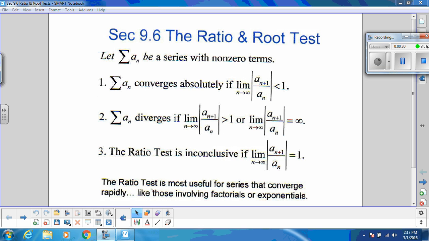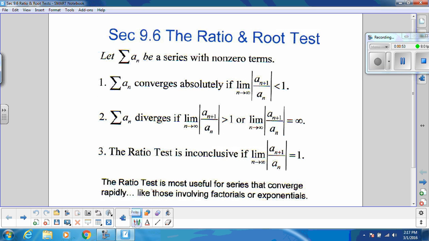All right, so the ratio test. First, we have a series with a sub n as non-zero terms, and we say it converges absolutely if the limit as n approaches infinity of the absolute value of a sub n plus 1 over a sub n is less than 1. And let's think about this for a minute.